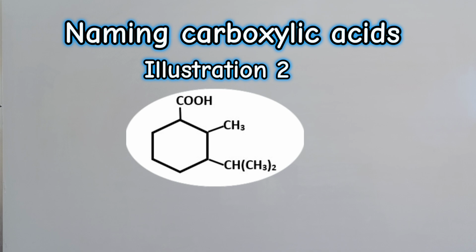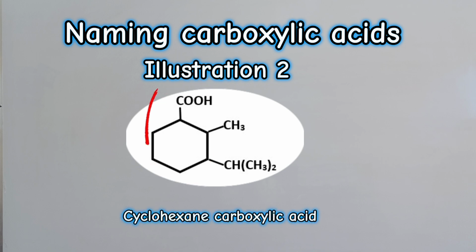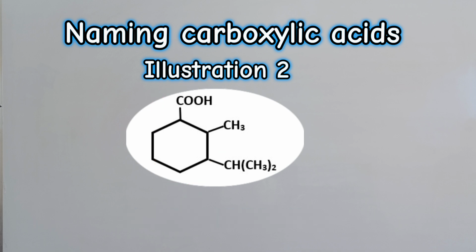The second compound displayed there is a cyclic derivative of a carboxylic acid. Now, that cyclic ring is generally taken as the parent chain, and for that case, our parent name is going to be cyclohexane carboxylic acid. After determining our parent name, and for that case the parent chain, we proceed and assign numbers to carbon atoms on the parent chain. But now we should be careful.